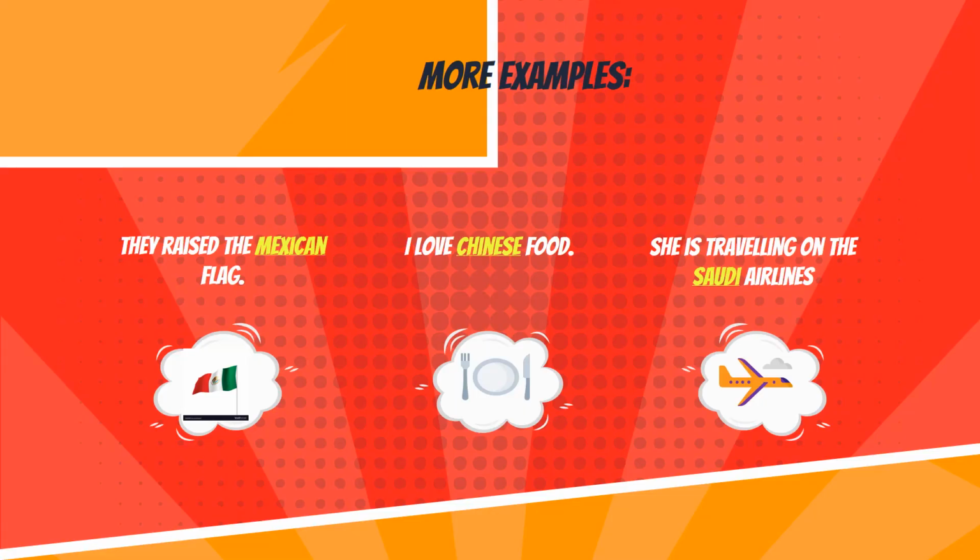Let's look at more examples here. They raised the Mexican flag. Here it's Mexican flag. Mexican is a proper adjective because I was specific about which flag. It was the Mexican flag. I love Chinese food. Here I was way more specific. I didn't say just I love food. No, I was specific. What kind of food? It was Chinese food. She's traveling on the Saudi Airlines. Here, it wasn't just any airlines. No, she was traveling on the Saudi Airlines.